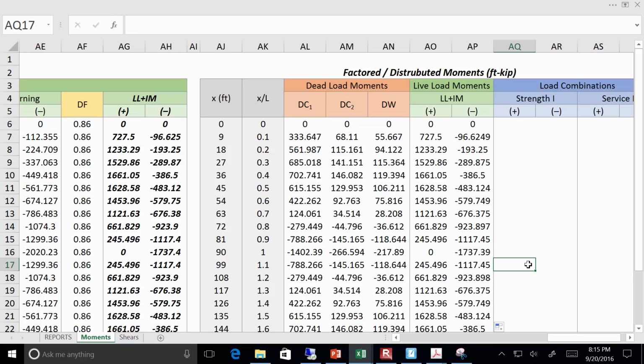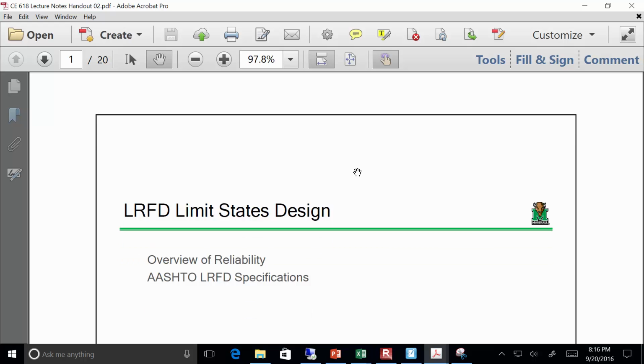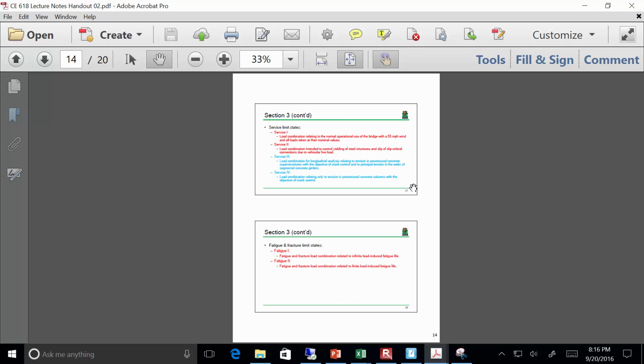So now I've got to factor them. Do I do 1.2 times the dead plus 1.6 times the live? No. What do I do? I'm going to take it way back when. Let's go to this handout. Remember this? This was I think the third handout I gave you all. It was the limit states design, where we went through and talked about the reliability. Well, at the very end, we went and discussed the limit states in the spec.